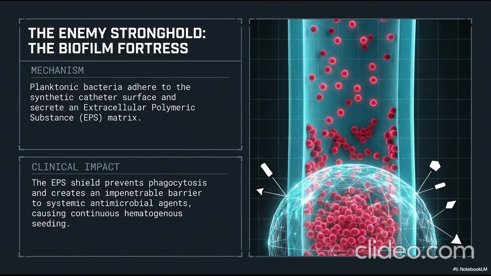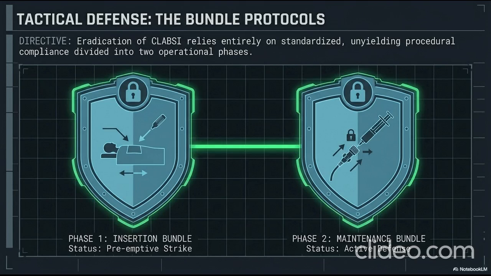Slide 4. Pathways of invasion. Pathogens utilize 2 distinct vectors to invade the host. Early onset typically involves extraluminal spread, where the patient's own skin flora migrates along the external surface of the catheter tract. Late onset is usually driven by intraluminal spread, which is the direct contamination of the catheter hub through the hands of medical personnel.